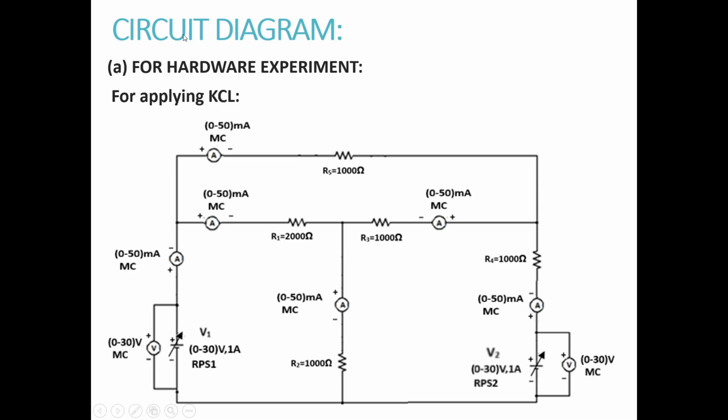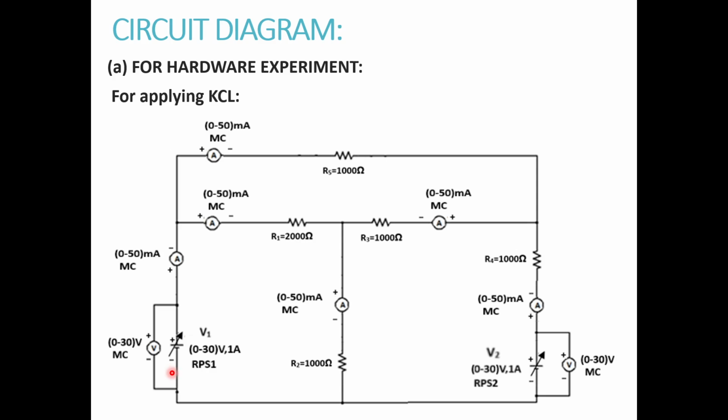Now let us see the circuit diagram to do this experiment. For the hardware experiment, for applying Kirchhoff's current law in the given circuit, this is our circuit diagram. You can see a DC voltage source, that is our regulated power supply 1, whose range is 0 to 30 volts, 1 ampere.